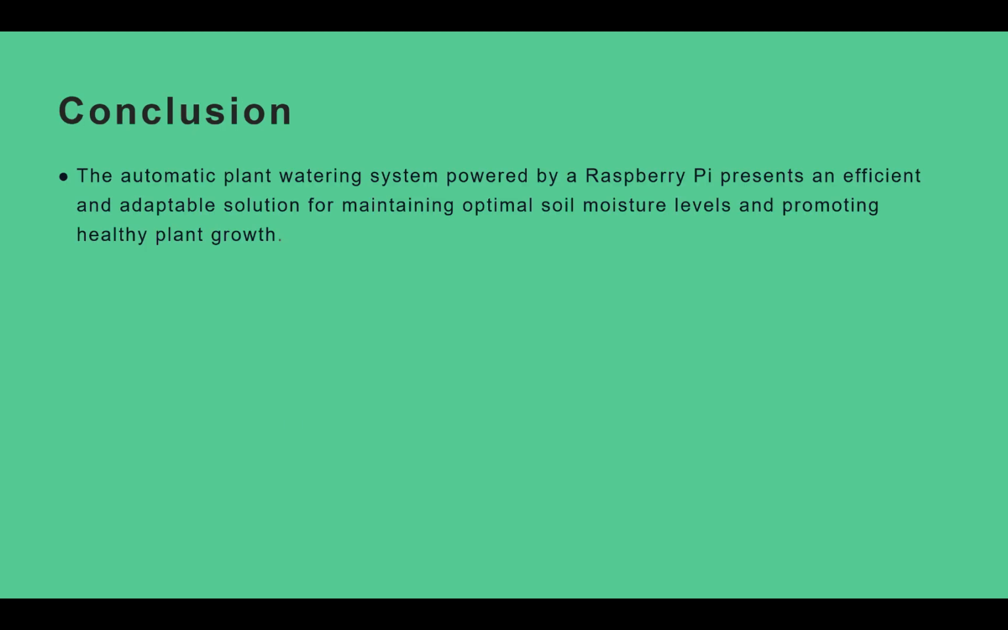In conclusion, my automatic plant watering system using a Raspberry Pi offers a great solution to plant watering methods. By monitoring soil moisture in real time and adapting to different plant types and conditions, the system promotes healthy plant growth while saving water, energy, and time.